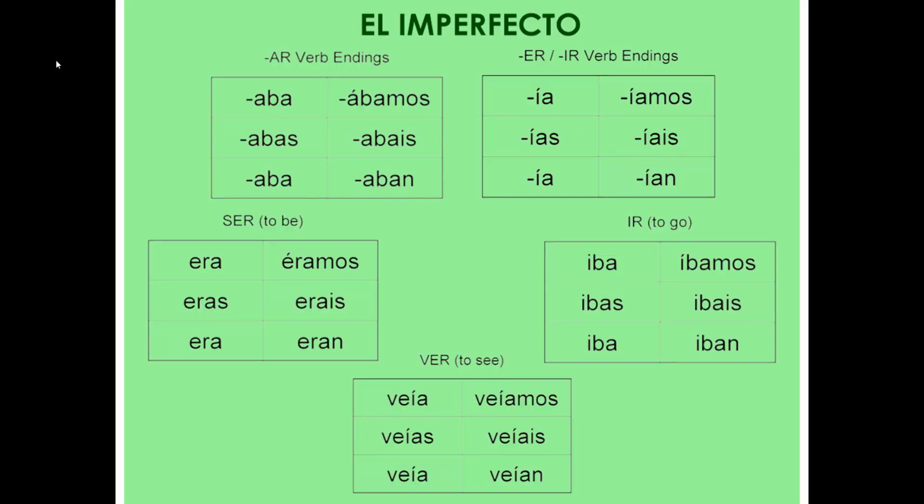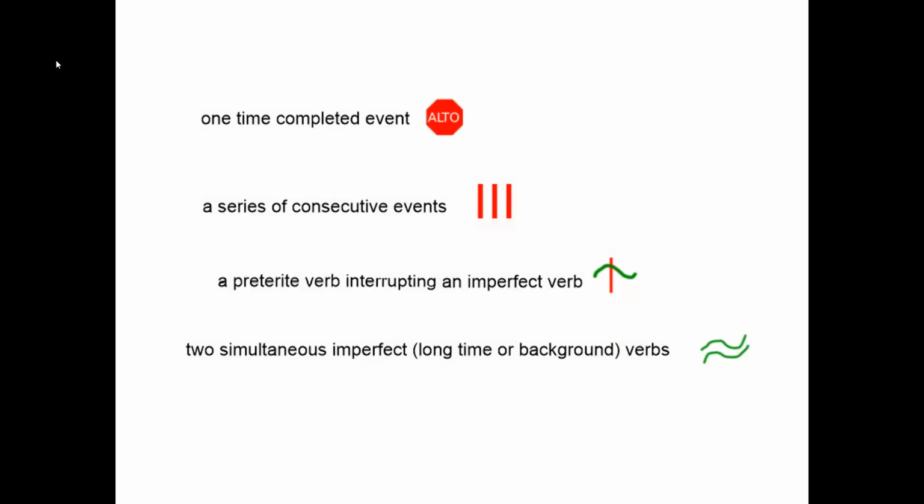The imperfecto is the one we just learned, and it also has its own set of AR and ER-IR verb endings, but there's only 3 irregulars, which is nice. So some examples of verbs in the imperfecto are hablaba, comían, era, íbamos. And I put them in red and green on purpose on the screen here because we're going to use those colors to help us remember the uses of the pretérito and the imperfecto.